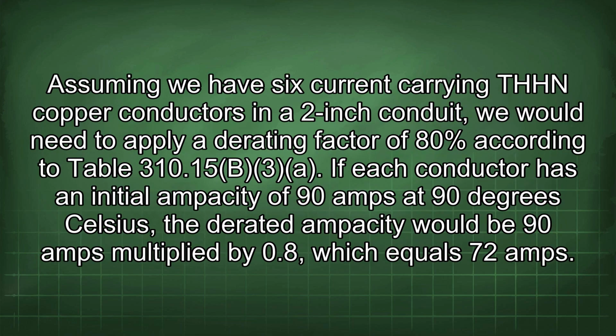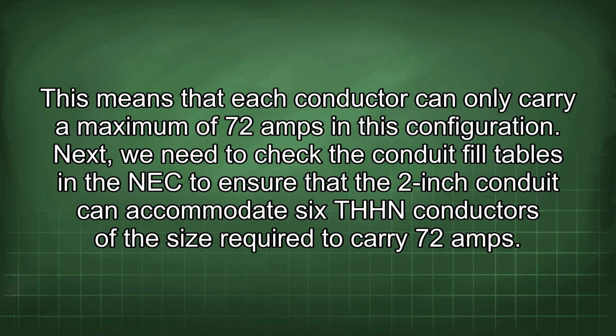Assuming we have 6 current-carrying THHN copper conductors in a 2-inch conduit, we would need to apply a derating factor of 80% according to Table 310.15(B)(3). If each conductor has an initial ampacity of 90 amps at 90 degrees Celsius, the derated ampacity would be 90 amps multiplied by 0.8, which equals 72 amps. This means that each conductor can only carry a maximum of 72 amps in this configuration.